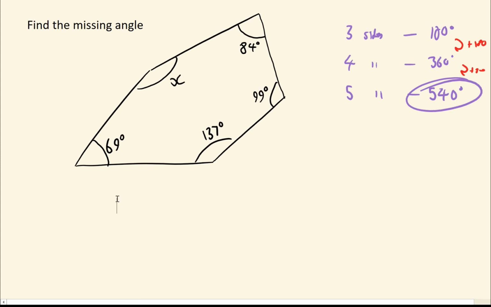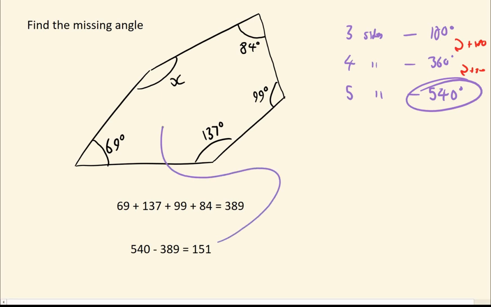You add up all the angles you know. So 69 plus 137 plus 99 plus 84. Add those together, that gives you 389. All of them must make 540, so you do 540 minus 389. And for this, it goes without saying, you should never get a negative answer. If you do, something's gone horrendously wrong, and be careful of it. Typically, you might have this total up here wrong.